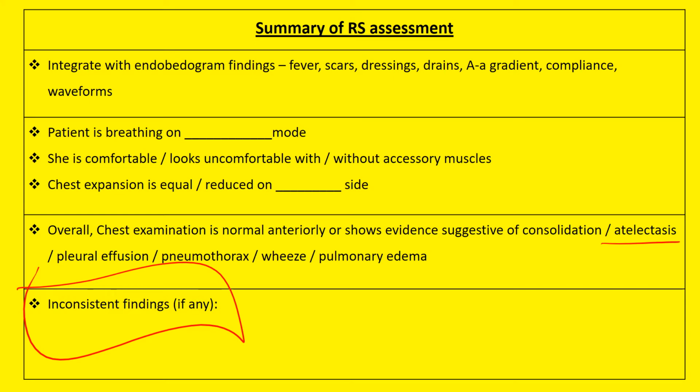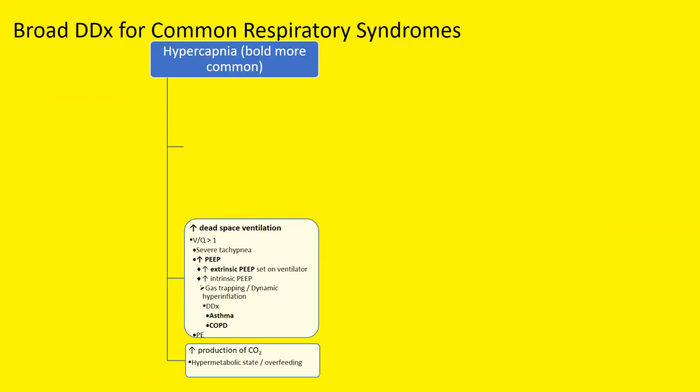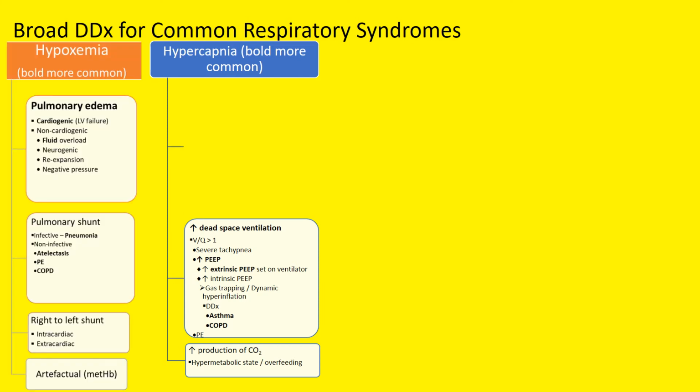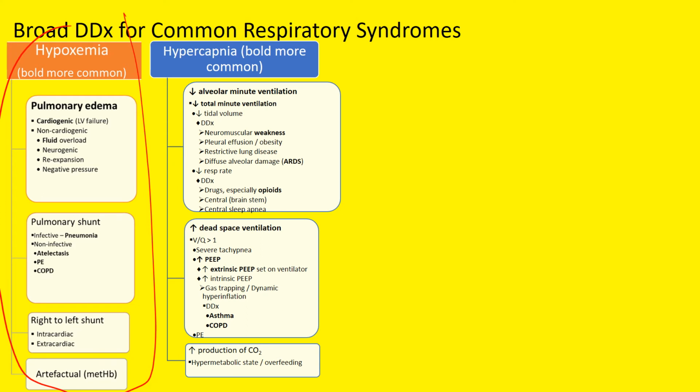Something like that. Now again, a broad differential diagnosis for the common respiratory syndromes, hypoxia and hypercarbia. Hypoxia, we've already covered under the cardiovascular system. For hypercarbia, clearly the patient has a reduced alveolar minute ventilation, which can either be because of a total minute ventilation being reduced or dead space ventilation being increased.